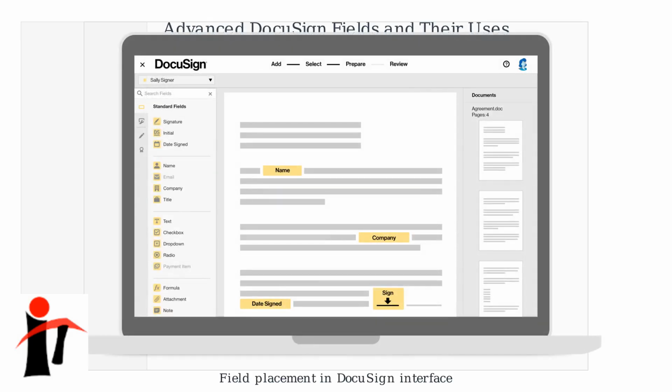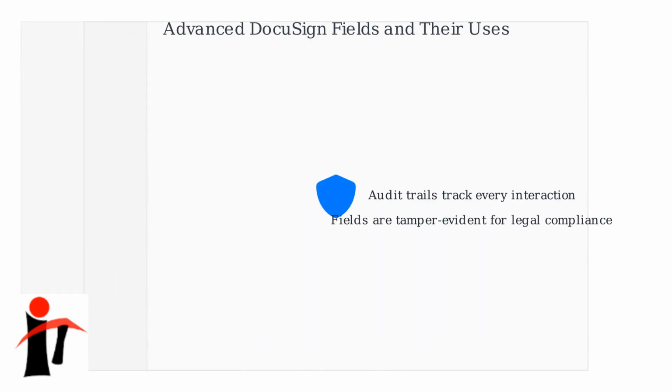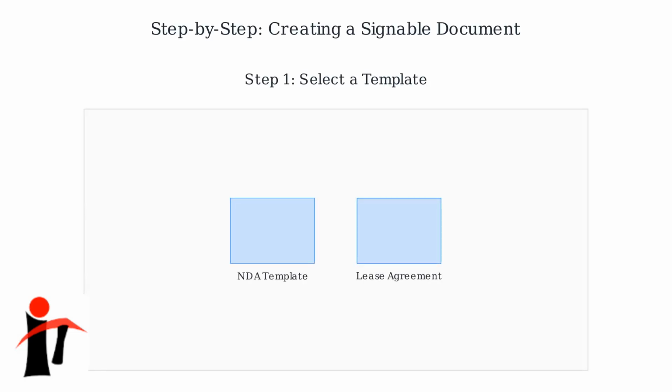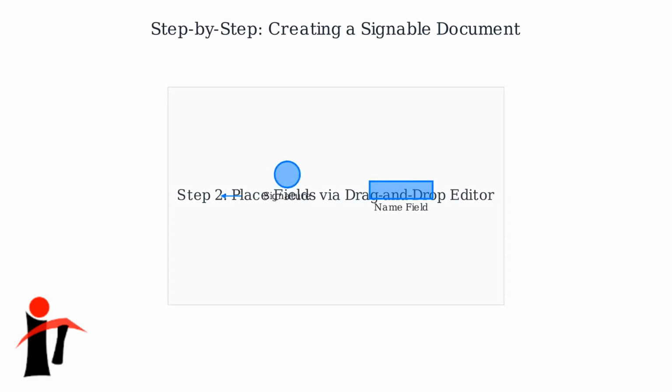Proper placement and routing of fields is crucial. Fields can be assigned to specific signers in sequence, ensuring the right person fills each part. All fields are tamper-evident, with comprehensive audit trails that record every interaction. This ensures security and meets compliance requirements. Creating a signable document in DocuSign is straightforward. Start by selecting a template that fits your needs. Next, use the drag-and-drop visual editor to place fields on your document, add signature fields, text fields, and more. Finally, send the document via email or a secure link to your recipients.